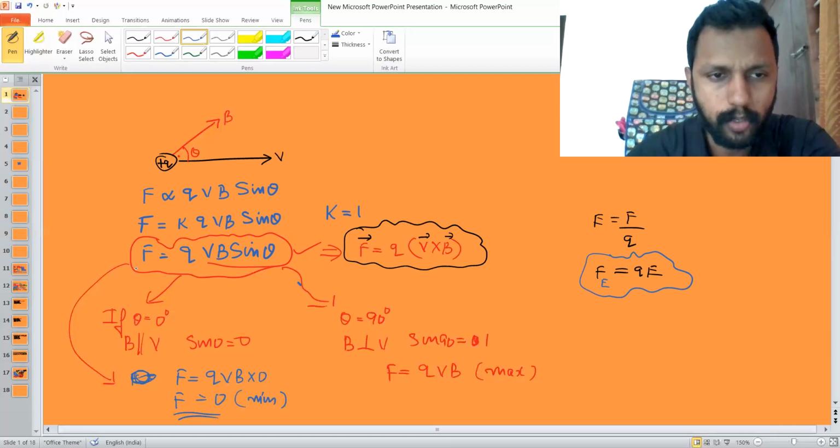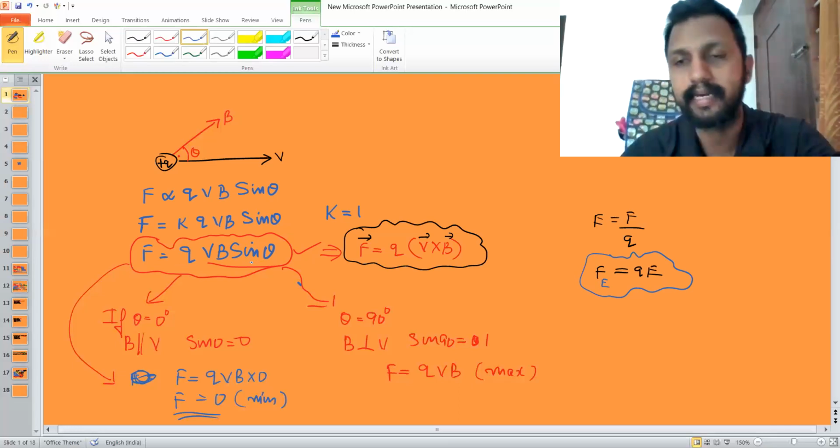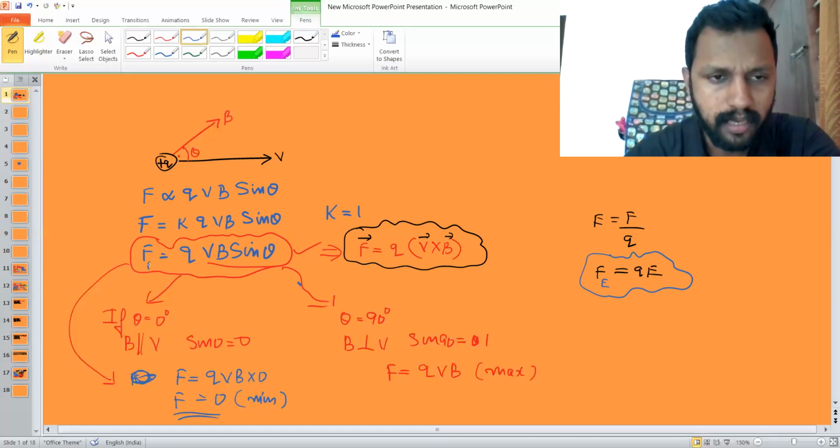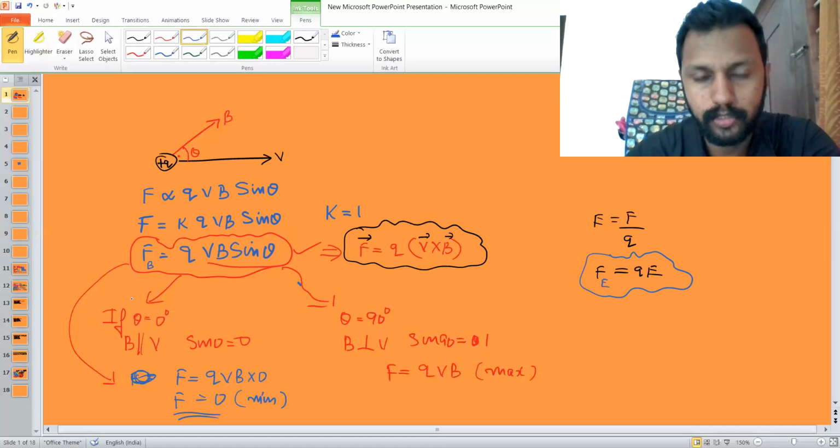What is the magnetic Lorentz force? The magnetic Lorentz force is the force acting over a charged particle which is moving in an external magnetic field. Let me call this F suffix B. The magnetic Lorentz force is called FB, and the electric Lorentz force is called FE.